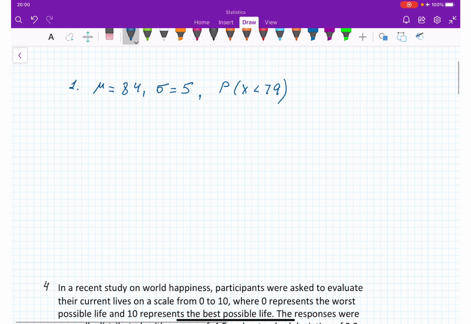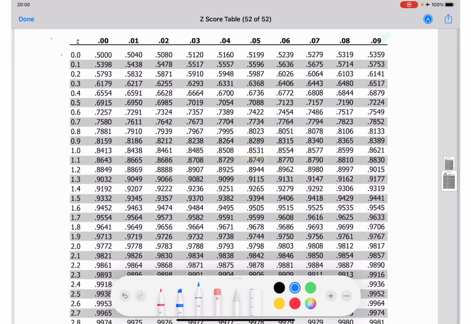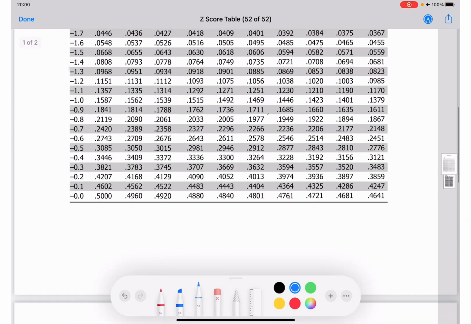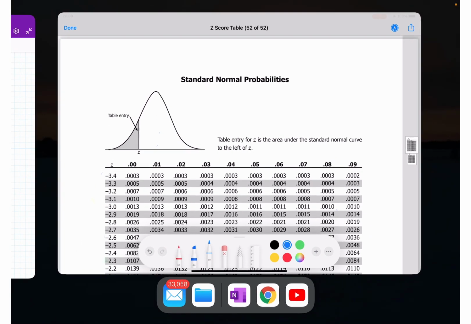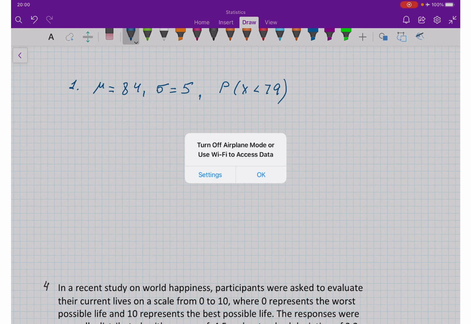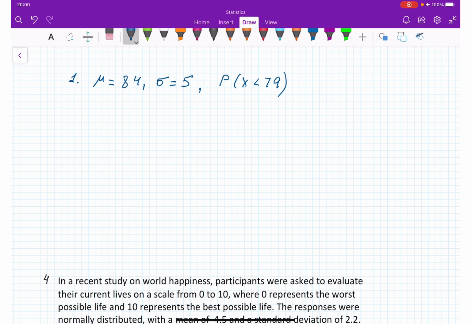Okay, we know that to find the probability we have to have the z-score to be able to access the probability table, and that's the probability table here. Standard normal probability, you can find it in files. So how are we going to find it? First we need to find the z-score. Let me explain a little bit and then we get going.